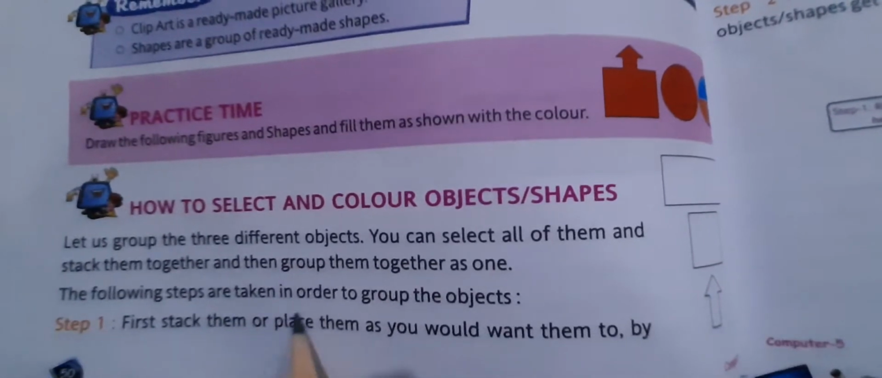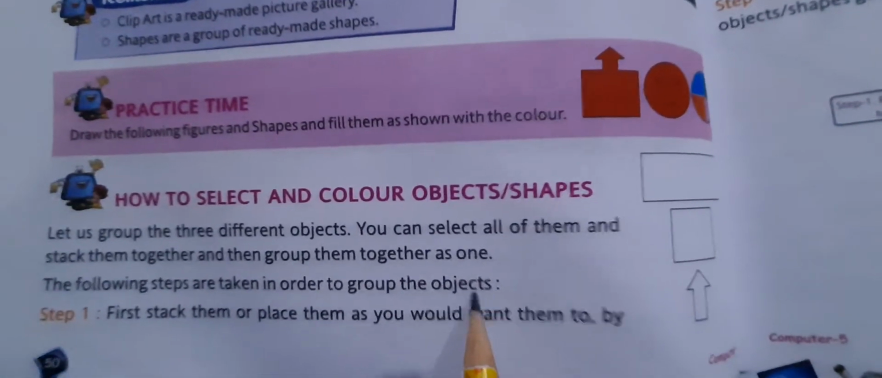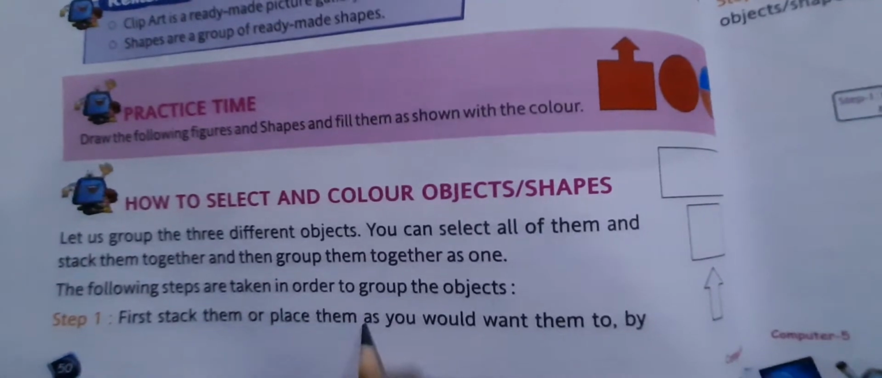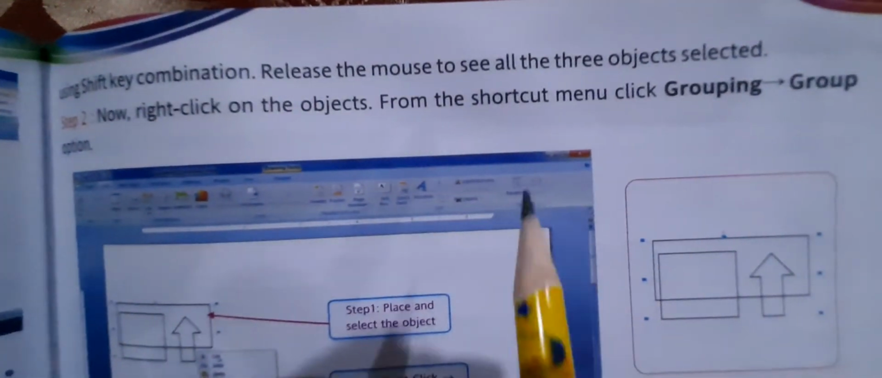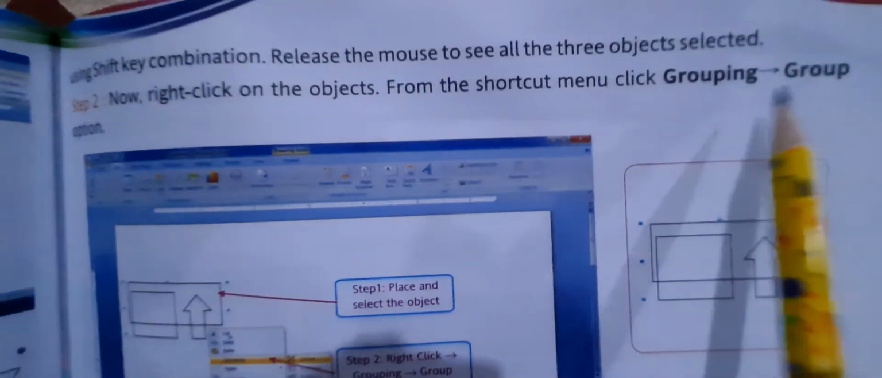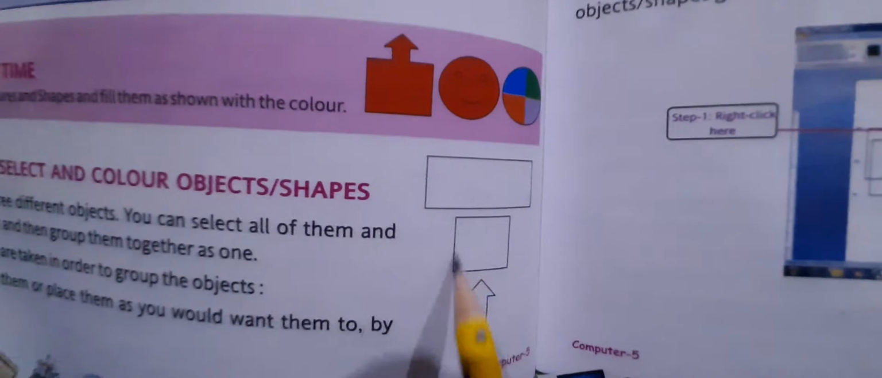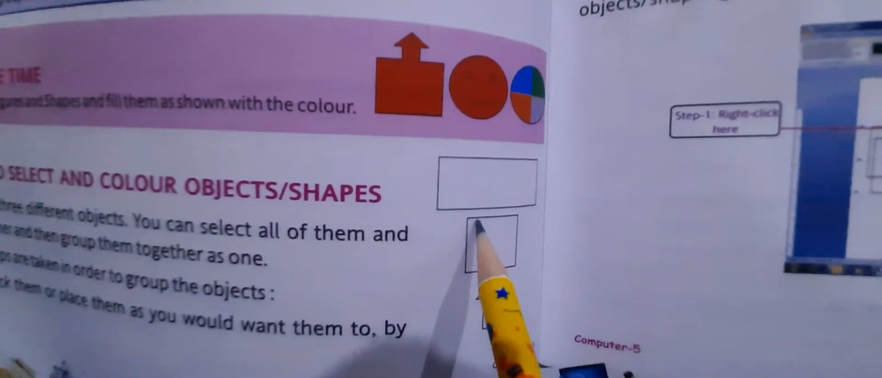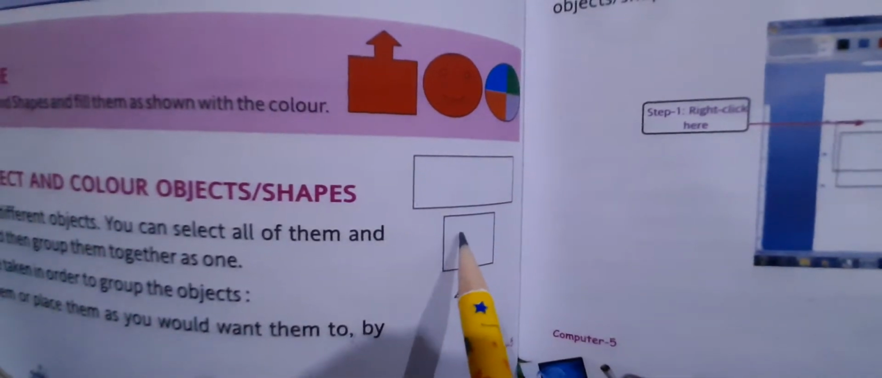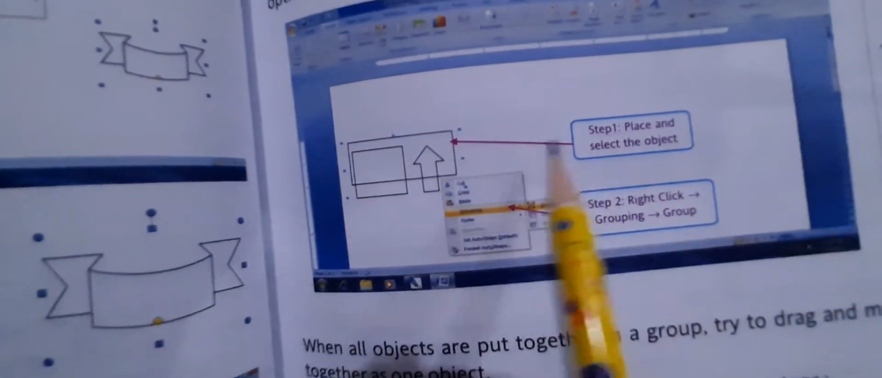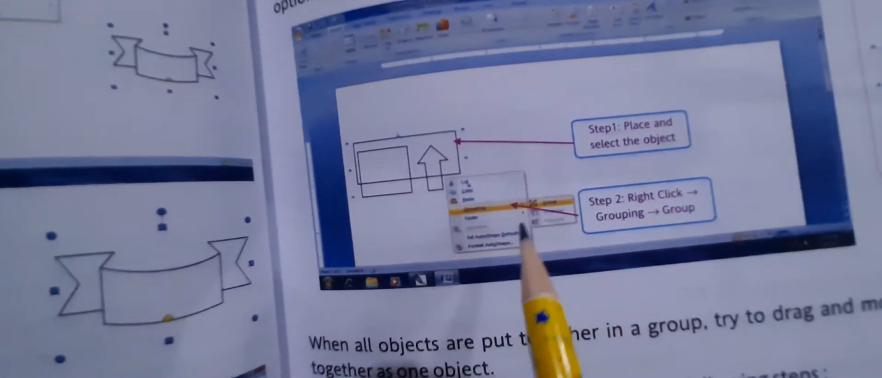The following steps are taken in order to group the objects. First, stack them or place them as you would want them to by using the shift key. Release the mouse to see all the three objects selected. Means what you have to do here, you have selected these three objects and now you will place them. You will keep them as you want to. Now release the mouse button, means after you have placed the objects, you will release the mouse button.